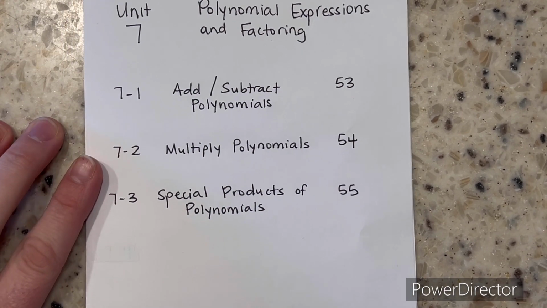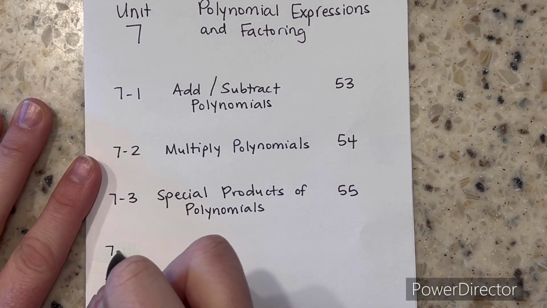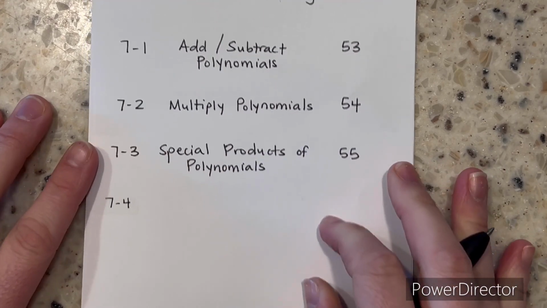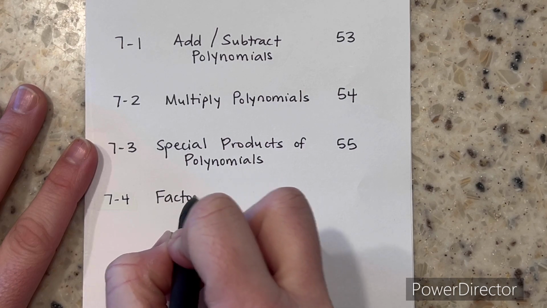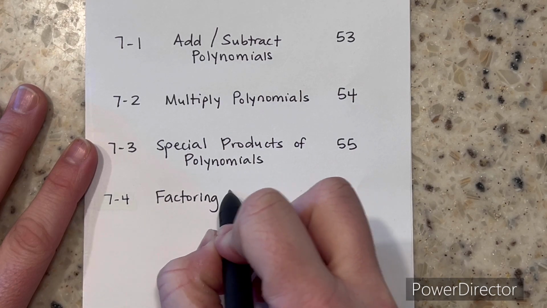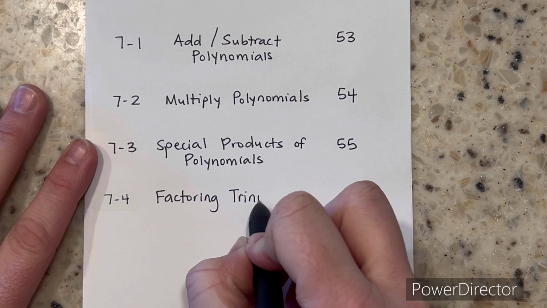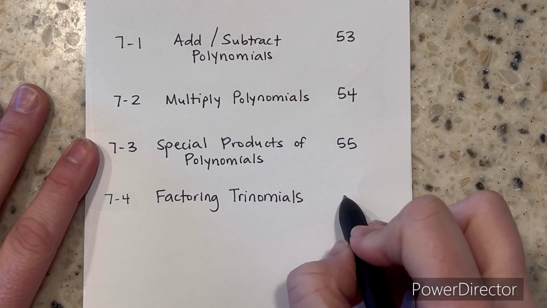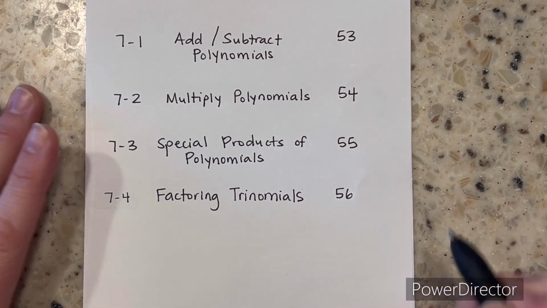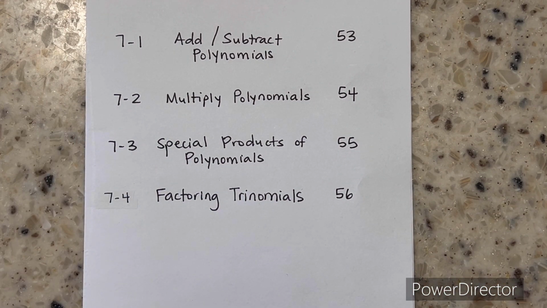So like I said, this is the final set of notes. This is 7-4. And we are factoring trinomials today. Factoring trinomials, and we're going to tape these down on page 56.